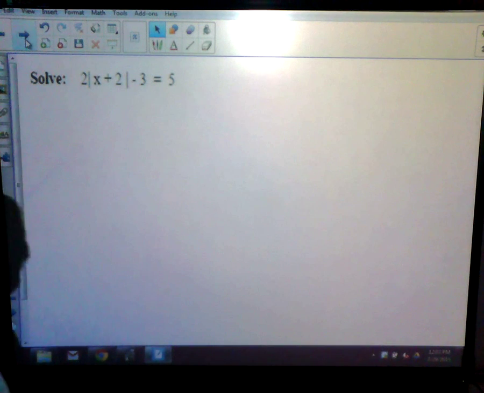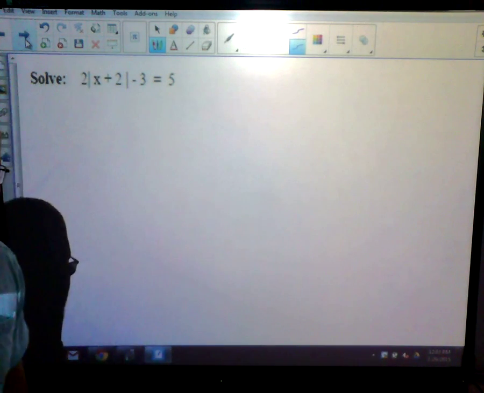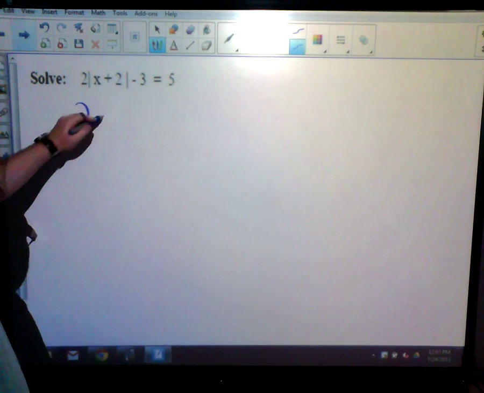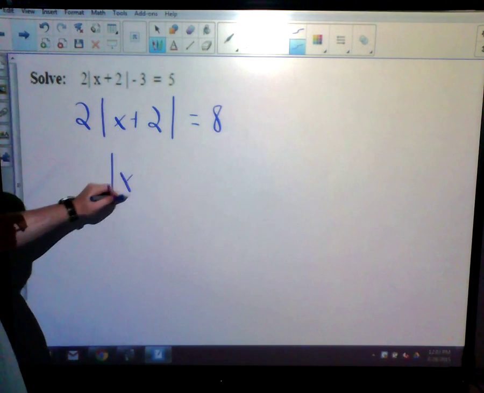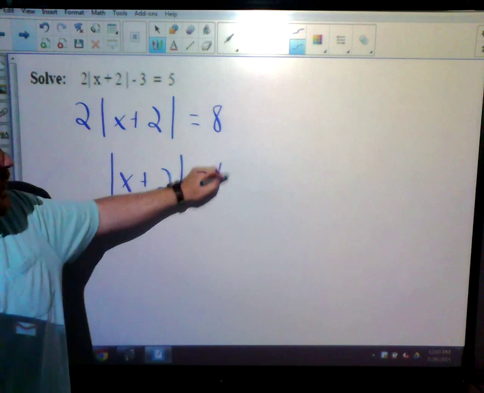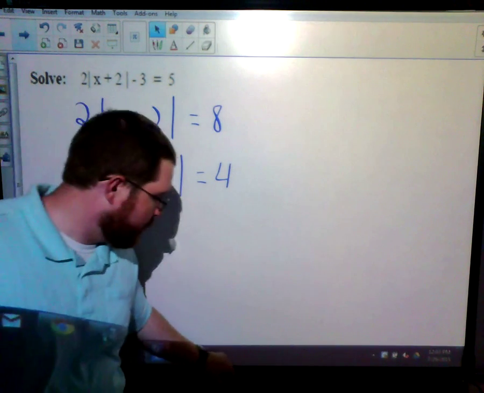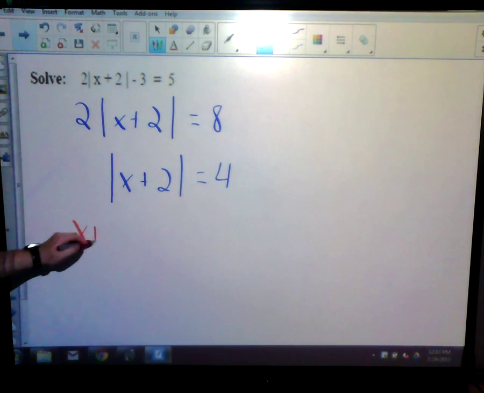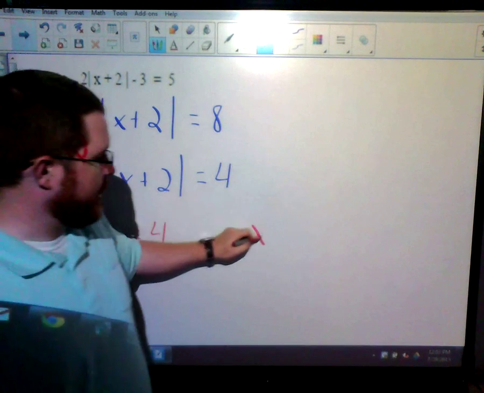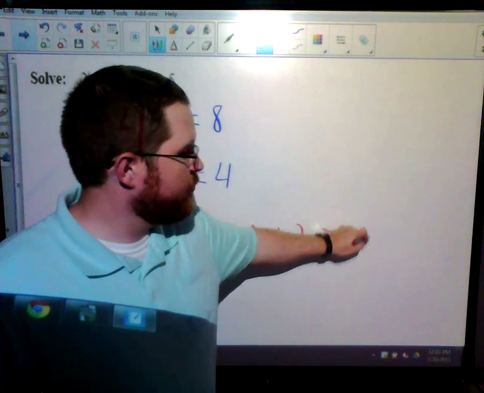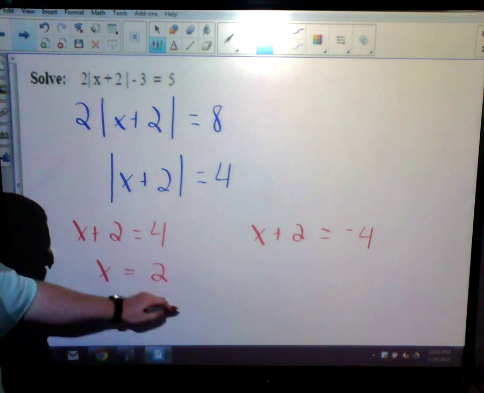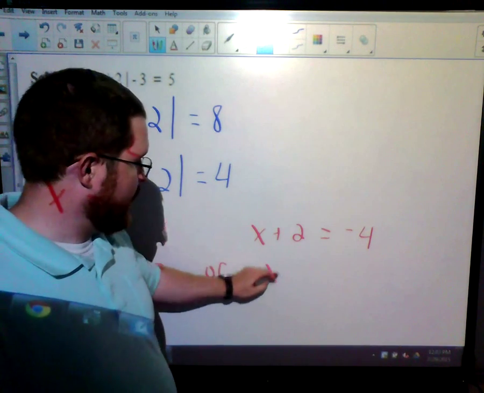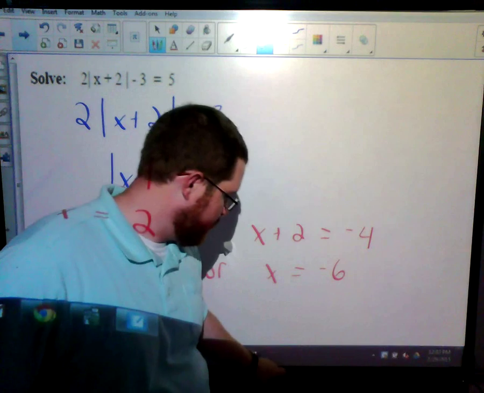Let's get a little bit tougher. Isolate the bars. So 2, absolute value of x plus 2 equals 8. Absolute value of x plus 2 equals 4. Split it into two problems. X plus 2 equals 4. X plus 2 equals negative 4. X equals 2, or x equals negative 6.